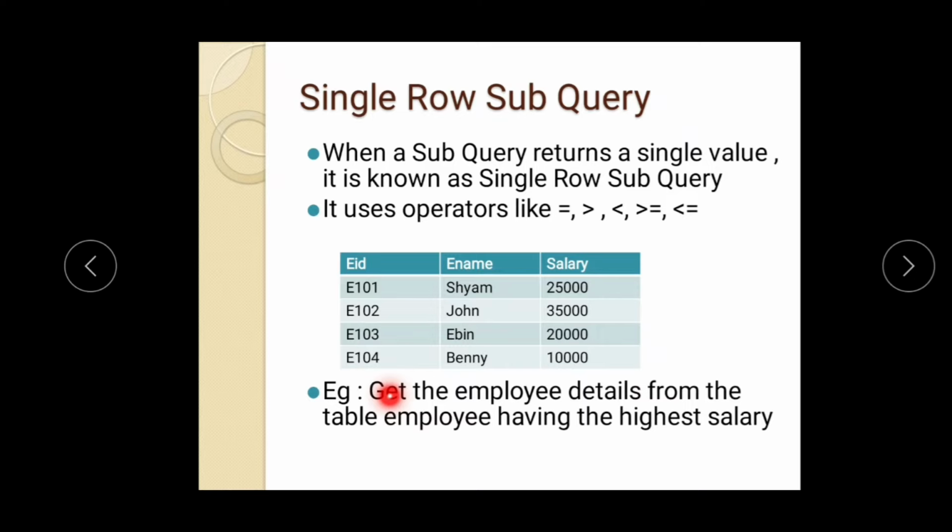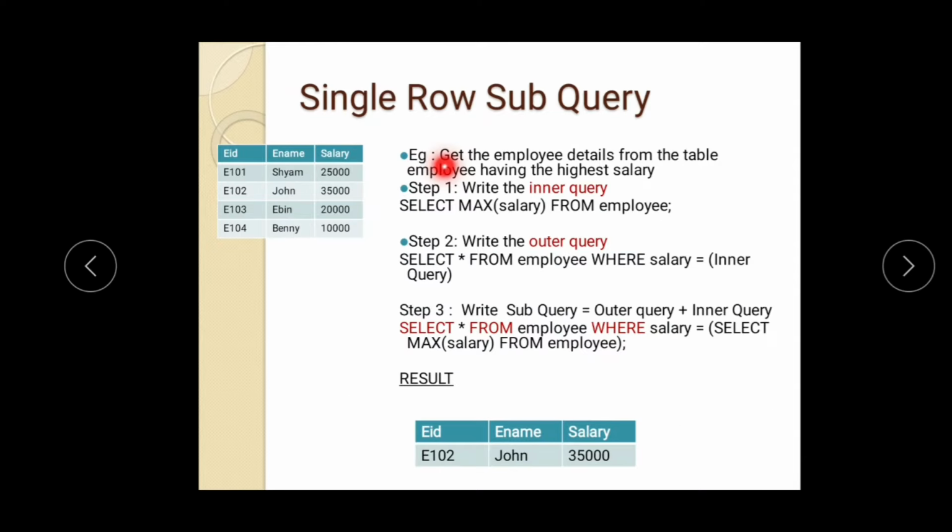Then what is the outer query? Get the employee details from the table: select star from employee where salary equal to this value. Now let us see the step-by-step procedure for writing this subquery or nested query.